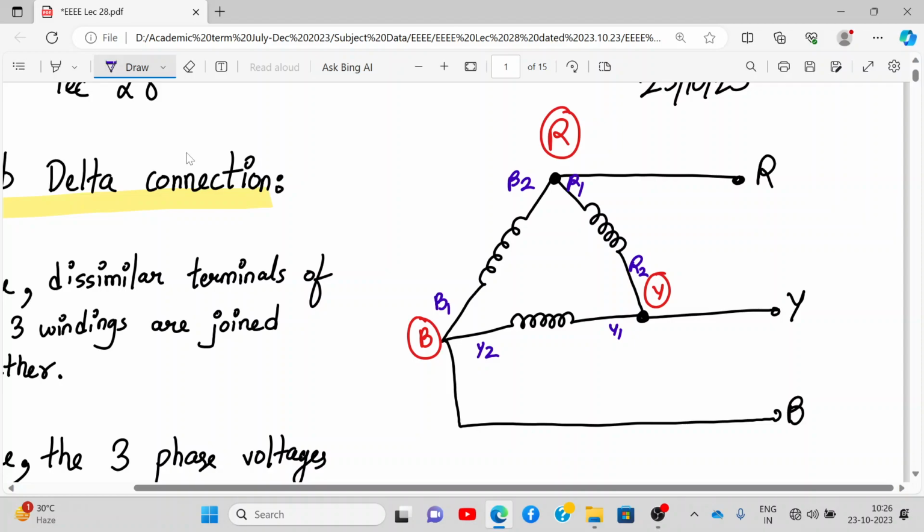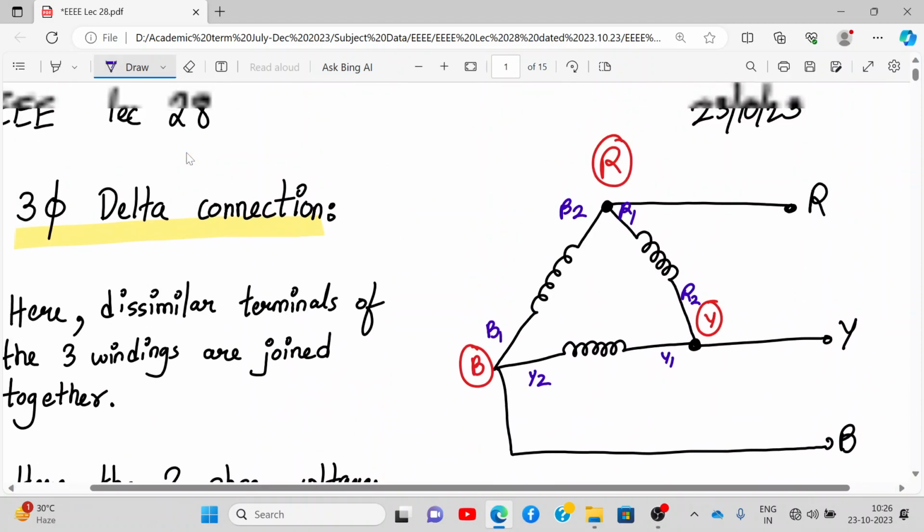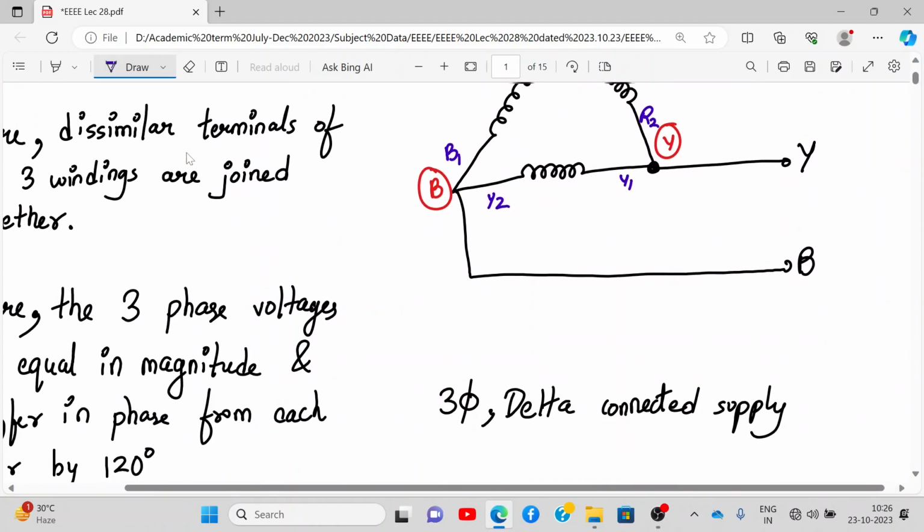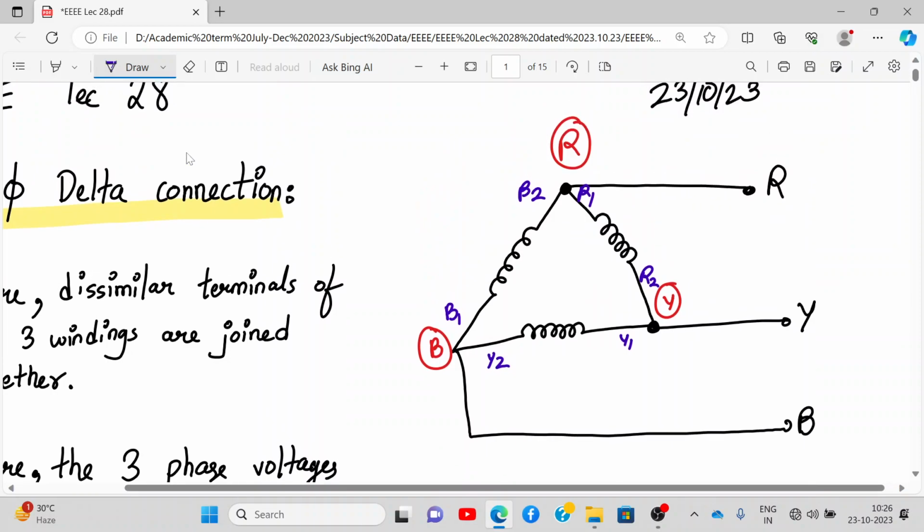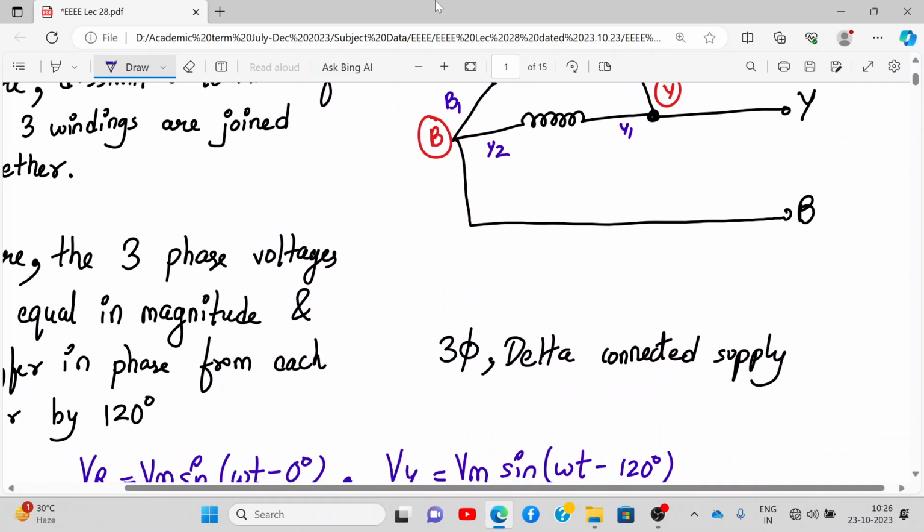So over here, the 3-phase voltages are equal in magnitude but differ from each other by 120 degrees, right? Have you drawn the supply? So write down, this is three-phase delta connected supply. Write down the below heading. It's three-phase delta connected supply.